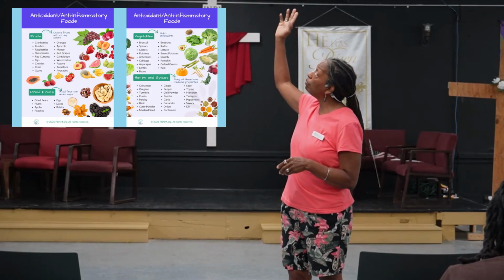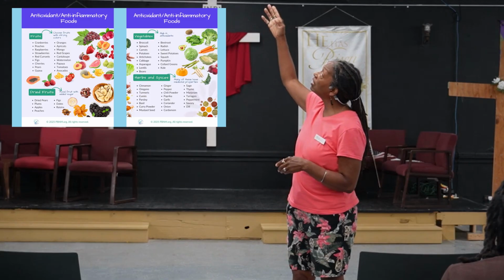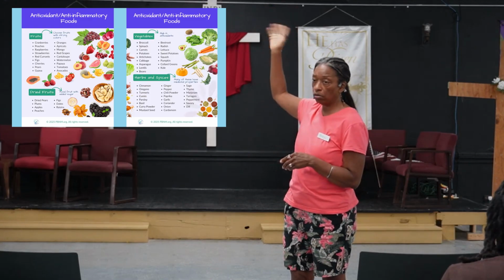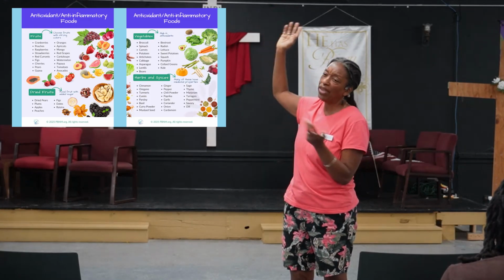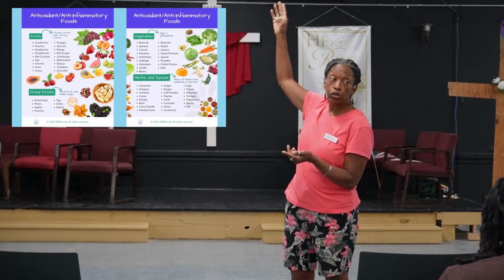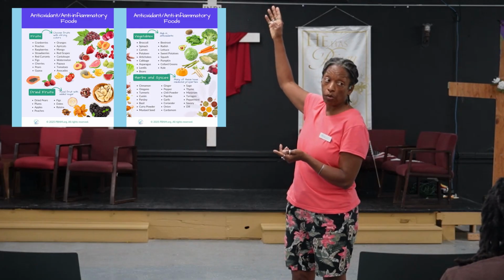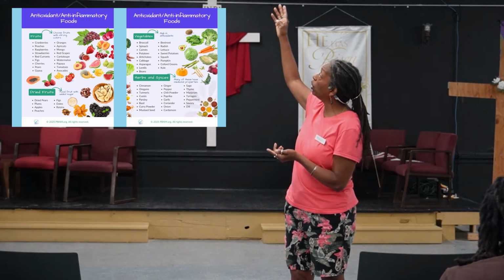So this is the same graphic that you saw last week. Antioxidant and anti-inflammatory foods, they're the same thing, right? Lots of brightly colored fruits, reds, yellows, oranges, right? Okay, so now we're gonna slip into eating the rainbow here shortly, right?